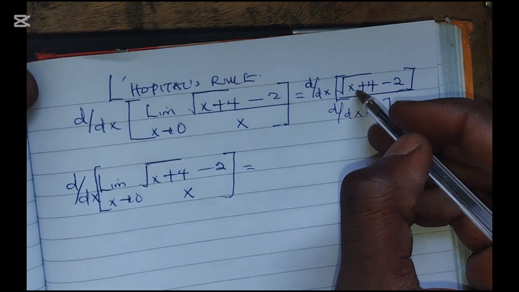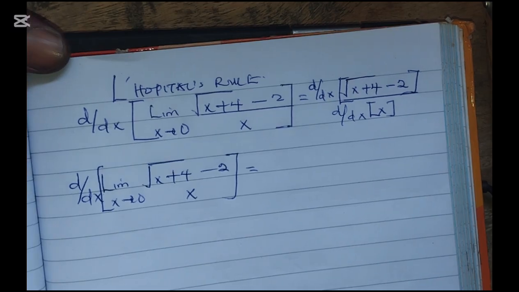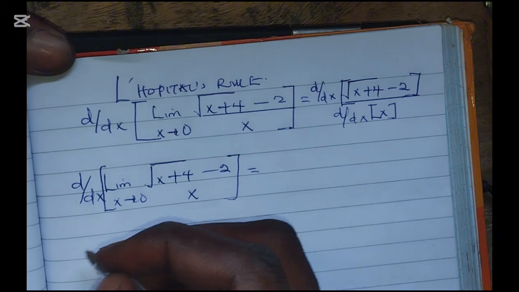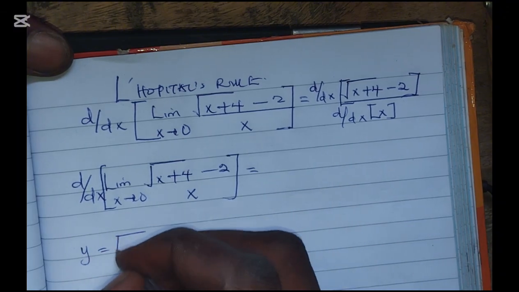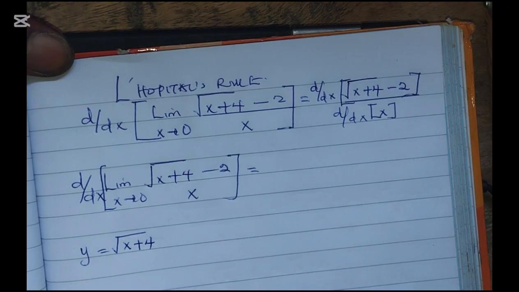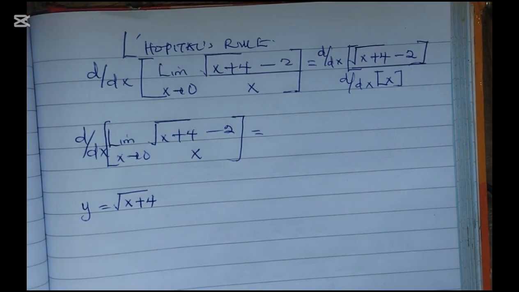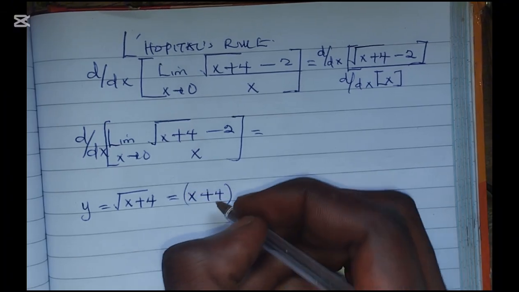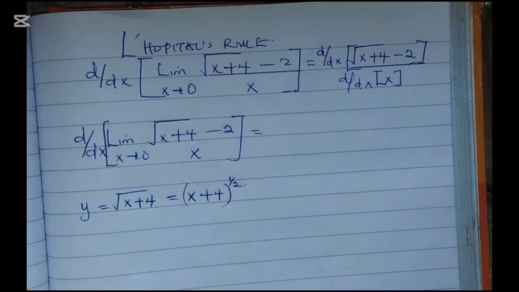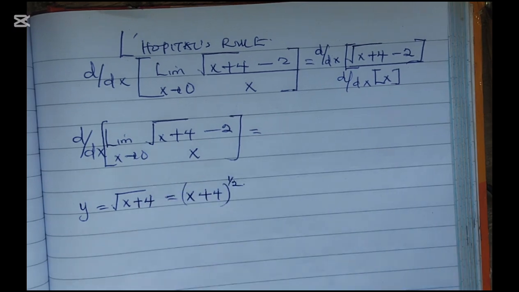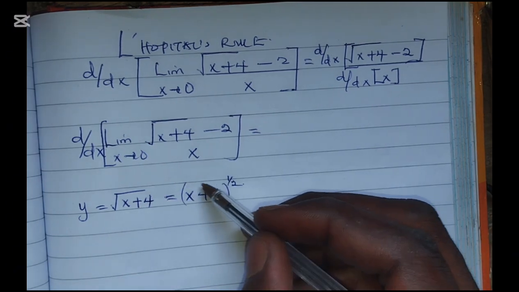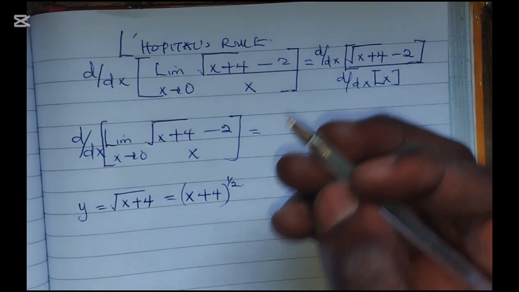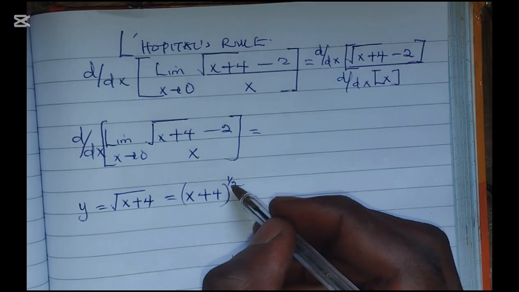But this root of x plus 4 is kind of tricky. So let us bring it out and differentiate that. So let's assume that y is equal to root of x plus 4. And we know that this can be written again in the form of x plus 4 all to the power of 1 over 2. We are assuming that this is a variable to a constant issue. When we have that, to differentiate that, all we have to do is just bring the power down, right?